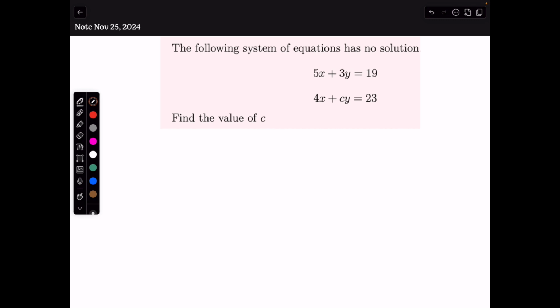So right now I'm looking at this problem where I have a system of equations, and it says the system has no solution. The first equation is 5x plus 3y equals 19, and the other one is 4x plus cy equals 23. We don't know what c is, that's what we're looking for. But remember, we want no solutions.